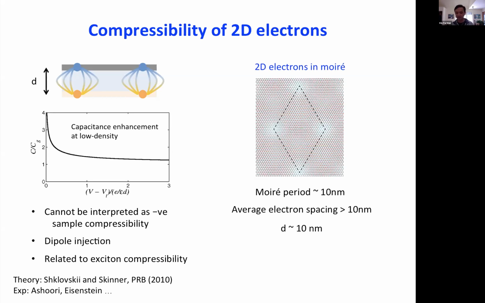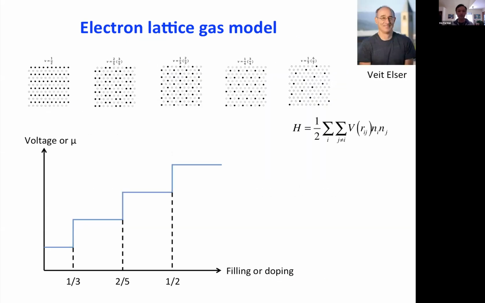Okay, so about moiré. We usually have a moiré period of about 10 nanometers. What that means is that the average electron spacing is bigger than 10 nanometers, especially at the fractional filling states. And the gate-to-gate distance, we can make about 10 nanometers. As a result, when your gate-to-gate distance is small, we are almost always in the low density regime where you cannot separate the sample from your device. The whole device is the sample.